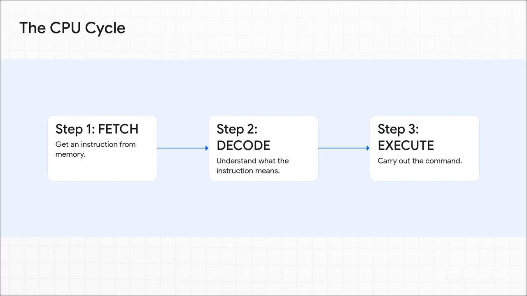And this whole process is a constant, non-stop cycle. The CPU will fetch an instruction, then it will decode it to figure out the command, and finally it will execute it. And it doesn't just do this once. Get this. It repeats this cycle billions of times every single second. This little three-step dance, fetch, decode, execute, is the true heartbeat of all computing.